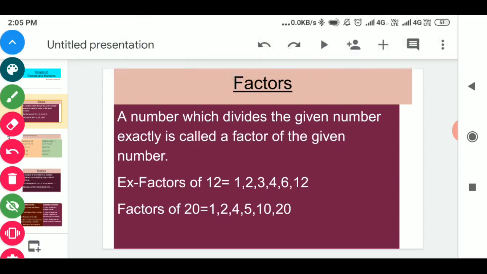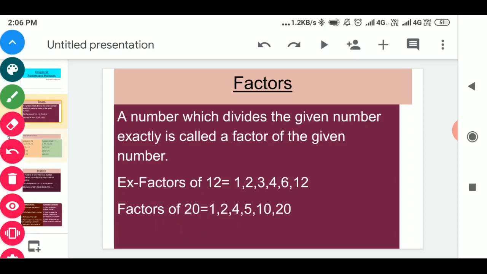If we talk about the factors of 20, again you can find the numbers which divide 20 exactly. The numbers 1, 2, 4, 5, 10 and 20 all divide 20 exactly without leaving any remainder. So these numbers are the factors of 20.